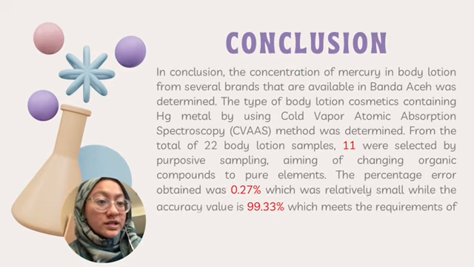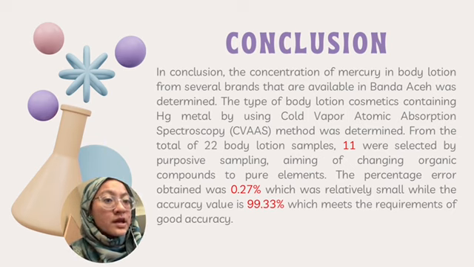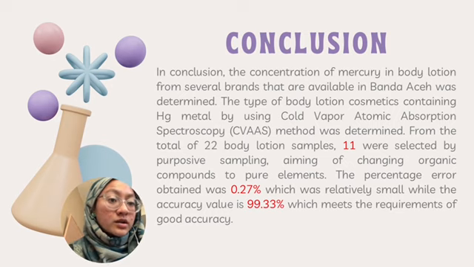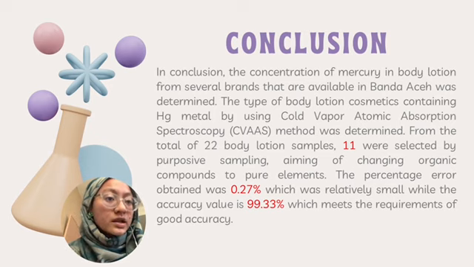In conclusion, the concentration of mercury in body lotion from several brands was determined. The type of body lotion cosmetic containing mercury metal by using the CVAAS method was determined. From a total of 22 body lotion samples, 11 were selected by purposive sampling. The percentage error obtained was 0.37%, which was relatively small, while the accuracy value is 99.32%, which meets the requirements of a good accuracy.